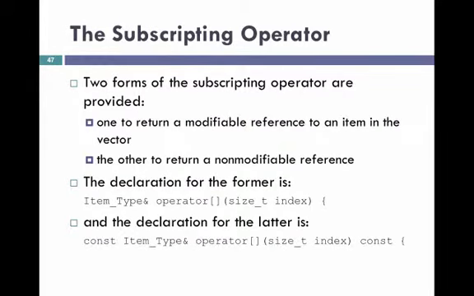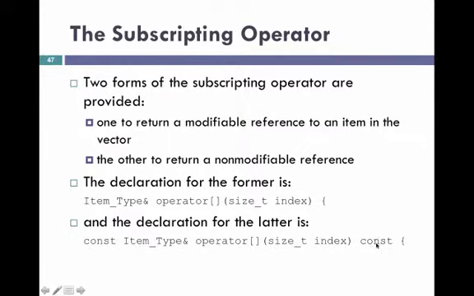There are two forms of the subscripting operator provided. One returns a modifiable reference to an item in the vector, and the other returns a non-modifiable reference. So here are the two declarations, and the second one is const. And there are two occurrences of the keyword const here.